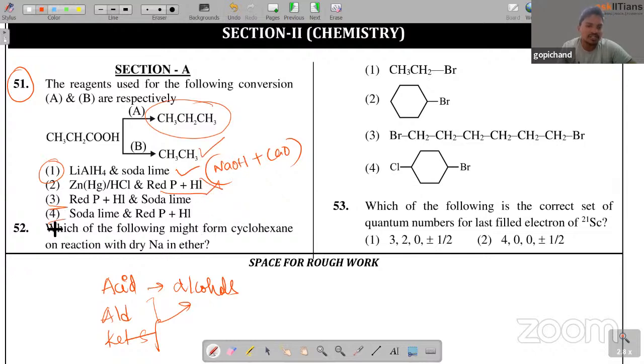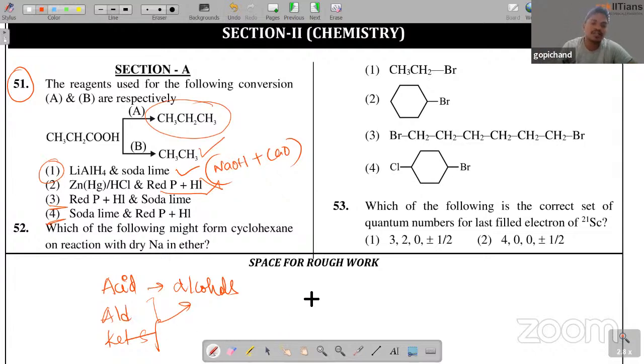Now you can see options 3 and 4 are a bit confusing. Always remember, don't waste your time checking everything. Go to the options where similar options are coming. You can see 3 and 4 have the same reagents, but in the opposite order. That is, A is given as red phosphorus in the presence of HI. And what about the soda lime?